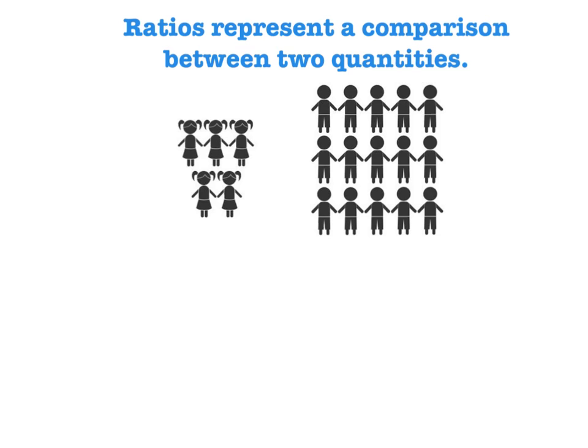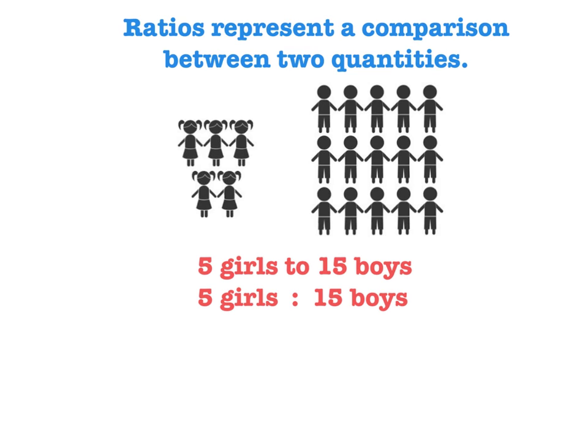Let's take a look at this image below. Let's think of it as a classroom. For this ratio, I could say I have 5 girls to 15 boys. Notice I use the word to, which is one form of a way that you can write ratios. You can also write ratios by using a colon. Some of you call a colon the 2 dots, but remember the proper term is a colon.